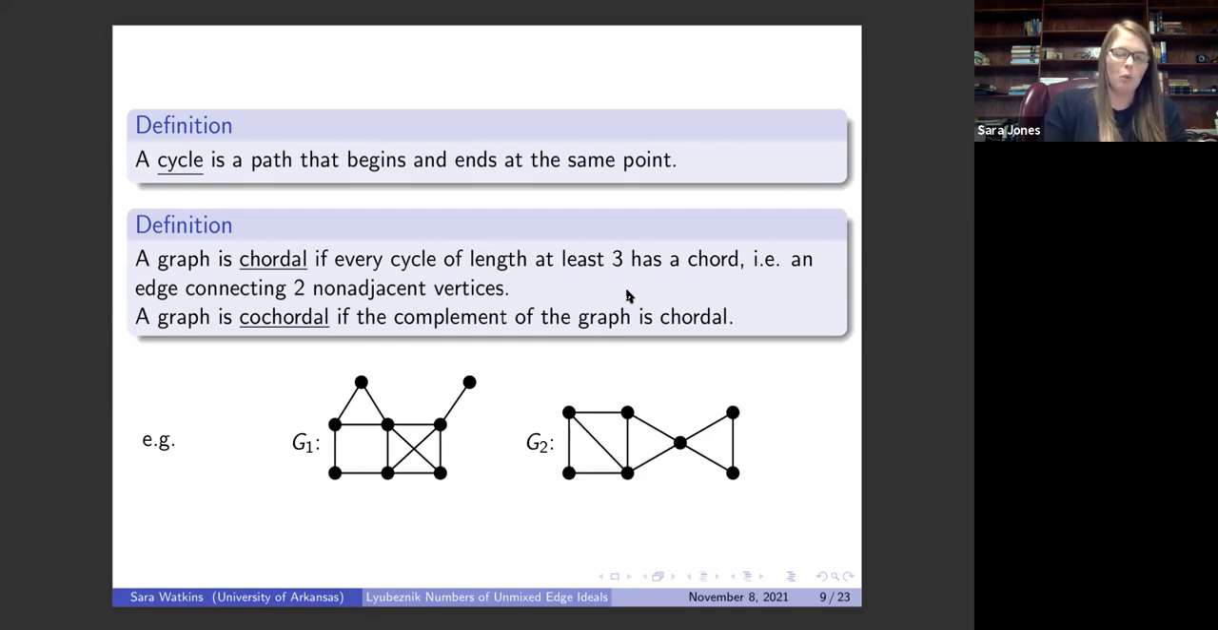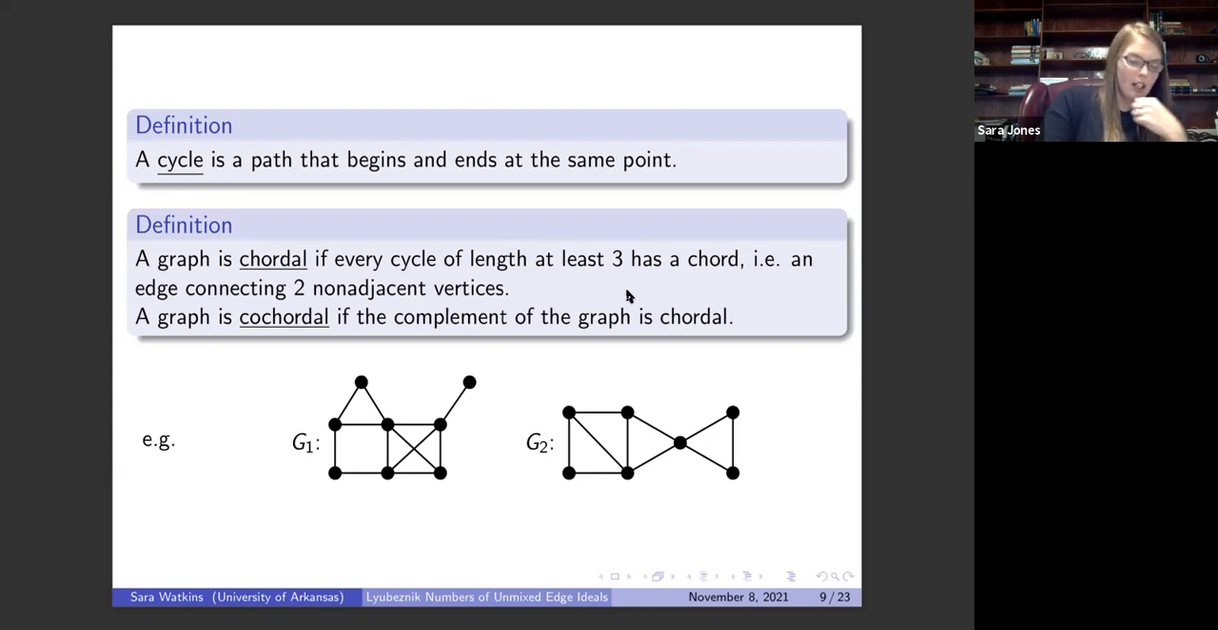It's too much to work with the free resolution of the dual of every edge ideal, since they can be arbitrarily large. So we needed to limit the length of the free resolution. That way it made it more manageable to work with. And we found that cochordality was actually the perfect tool for the job. So very important conditions we have here, which we'll see later.